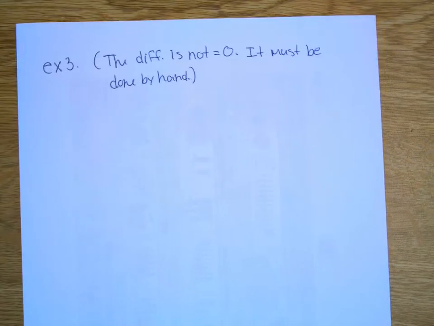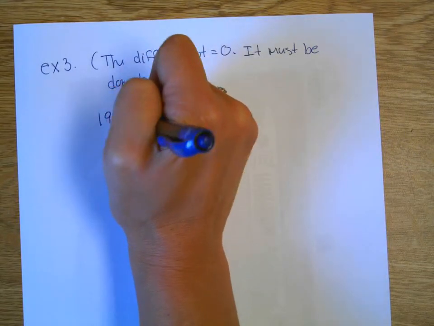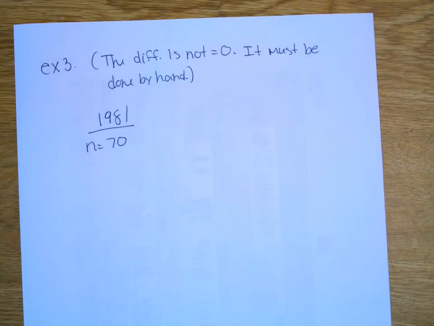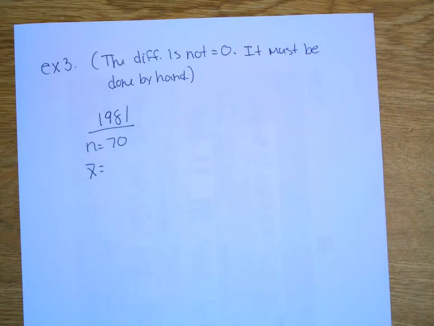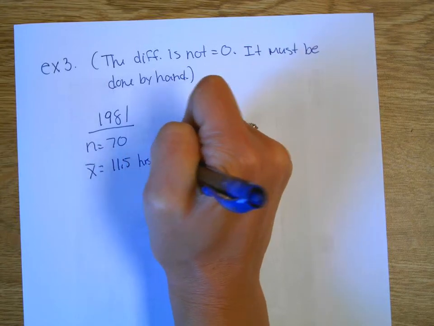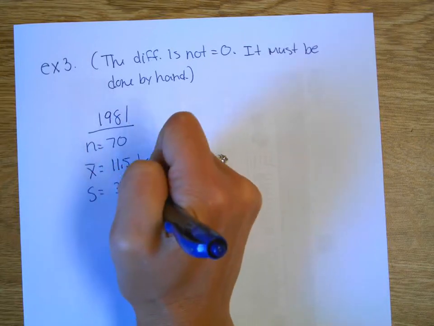Okay, in 1981, a study of 70 children under 3 years old found the length of time spent in daycare or preschool per week. So the average number of hours in daycare was 11.5 hours. Standard deviation, 3.8 hours.